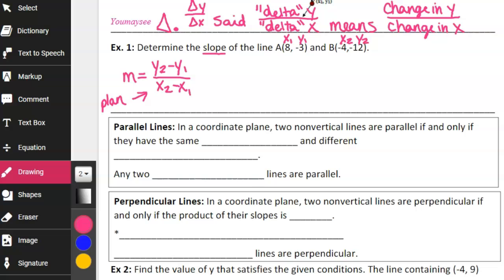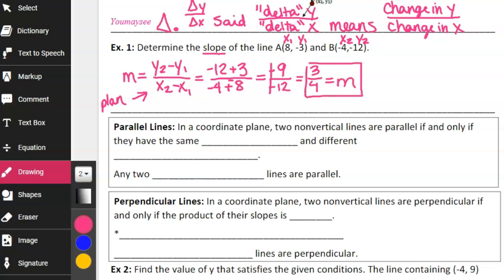It doesn't matter which one is the 1s and which one is the 2s as long as they're clustered together. So y2 is -12 minus y1, which is -3. I'm going to make that plus 3. Over x2, which is -4, minus x1, which is 8. So -12 plus 3 is -9, and -4 minus 8 is -12. Those negatives cancel, and when you simplify by 3, you get 3/4. That's your m value. I made sure to put equals m to remind us that our m, our slope, is our answer.